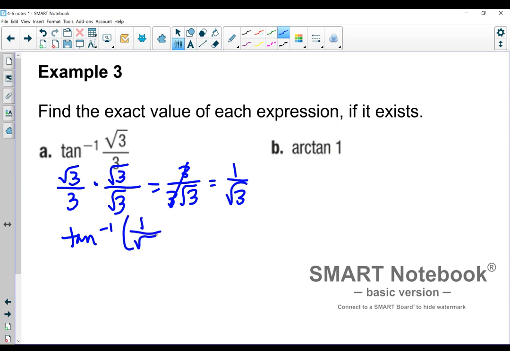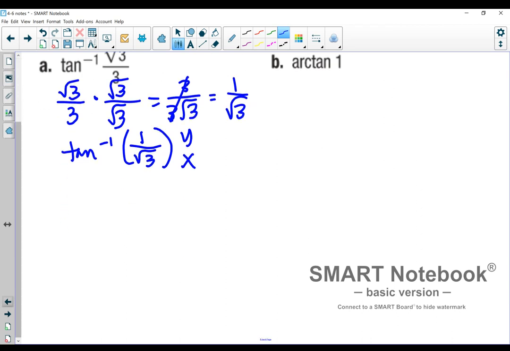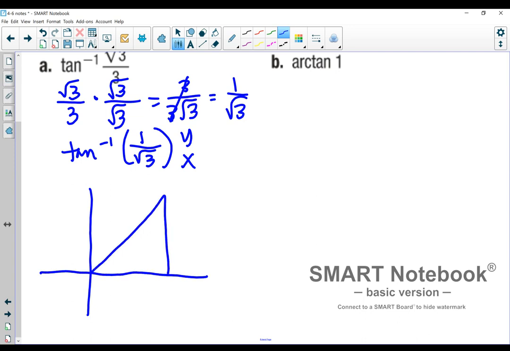And those are familiar triangle sides. So I have my y side and my x side. So it is positive. That means quadrant 1. So my third side is 2, my radius. Across from the 1 is 30 degrees, which is pi over 6. And so my tangent inverse is going to equal pi over 6.